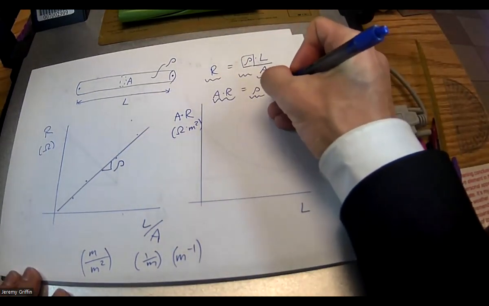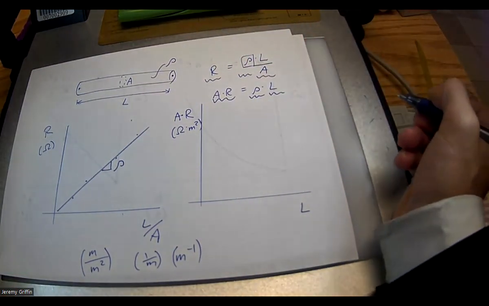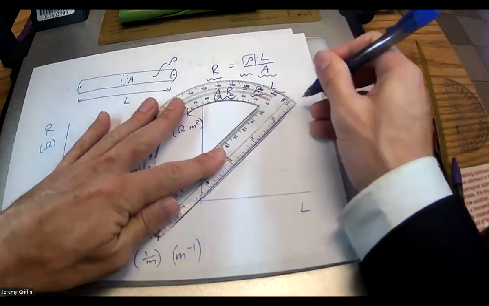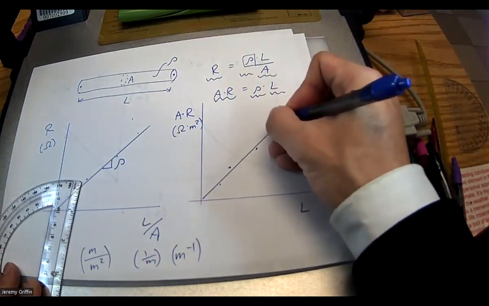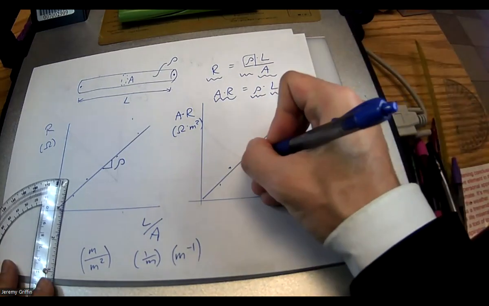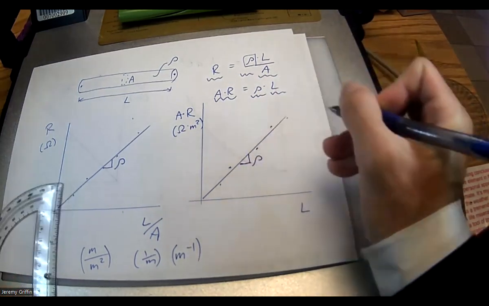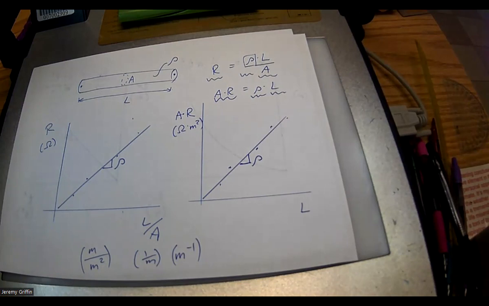Y equals MX. You guys see that? Y equals MX. So still a straight line relationship. Here's all your data points, measurements. And then the slope is still resistivity. You guys see that? Okay. I'm going to do one more of these with you guys, and then we'll switch back over to trigonometry.